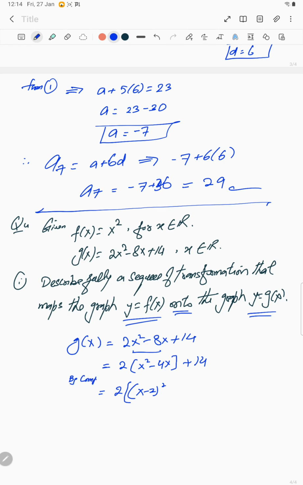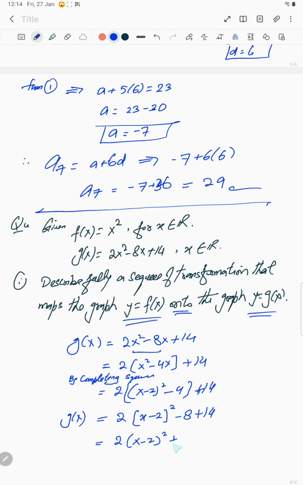By completing the square, we get this one: minus 4 plus 14. Okay, now I'm going to simplify this. My g of x is going to be 2 into (x minus 2) whole squared minus 8 plus 14. So finally, 2 times (x minus 2) whole squared plus 6.